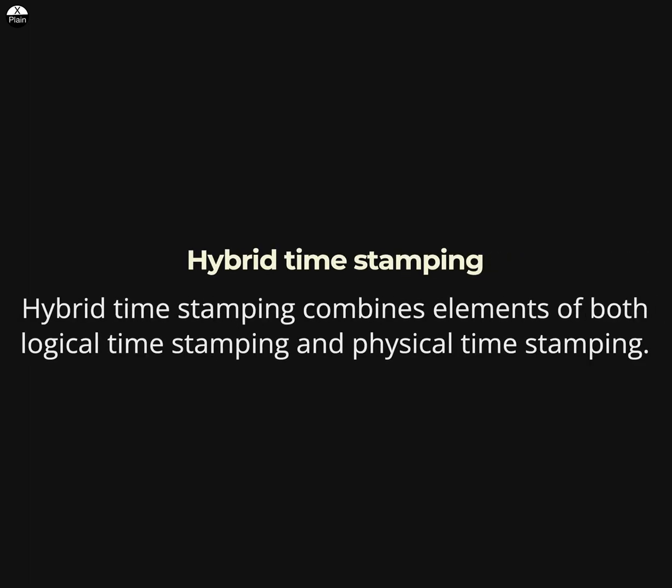Hybrid timestamping combines elements of both logical timestamping and physical timestamping. Transactions are assigned timestamps based on a combination of their logical position in the execution queue and the physical time at which they are received by the database.